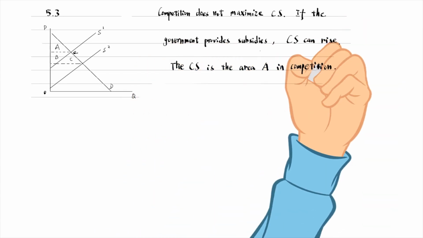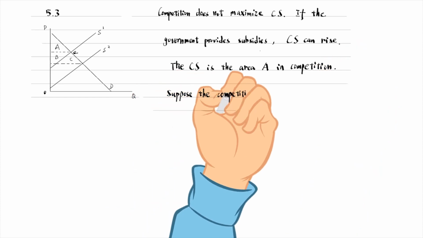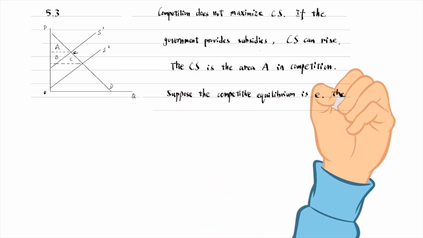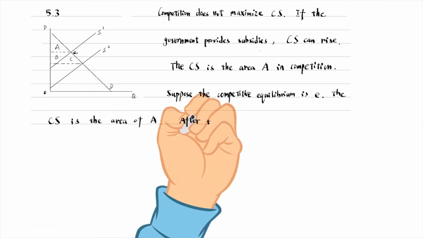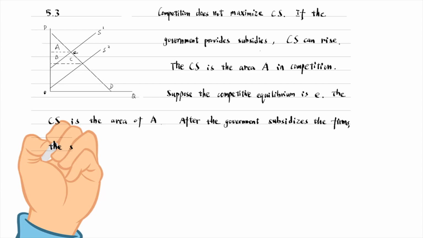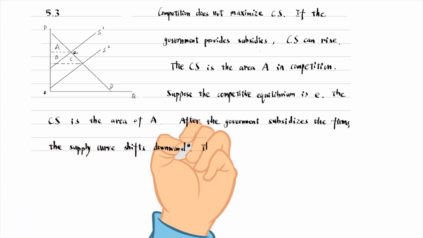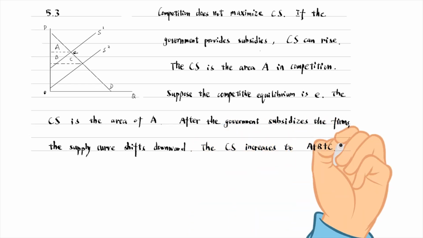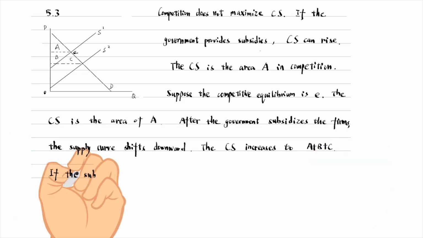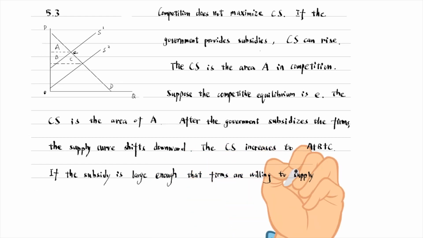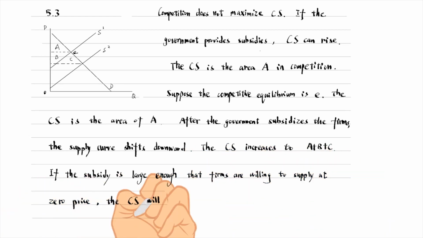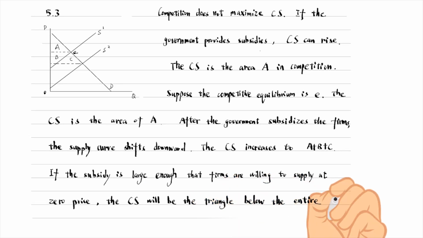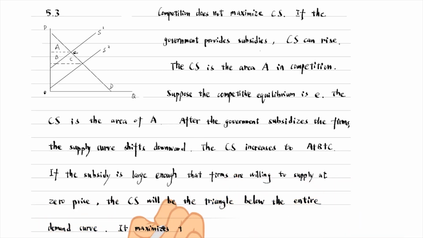Suppose the competitive equilibrium is E. The consumer surplus is the area of A. After the government subsidizes the firms, the supply curve shifts downward from S1 to S2. The consumer surplus increases to the area of A plus B plus C. If the subsidy is large enough that firms are willing to supply at zero price, the consumer surplus will be the triangle below the entire demand curve. It maximizes the consumer surplus.